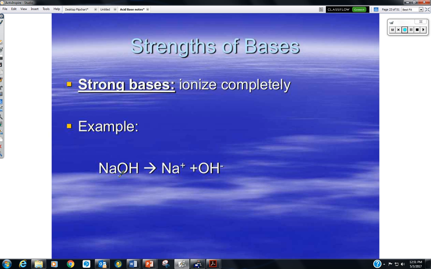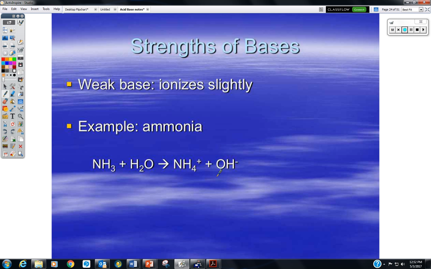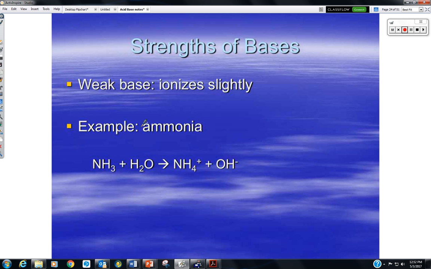Strong bases, anything that has a hydroxide in it, an OH in it, so sodium hydroxide, lithium hydroxide, potassium hydroxide, so on. We're looking for that OH, and whenever it dissolves in water to form solution, you'll get sodium ions and hydroxide ions, and the important ion for a base is hydroxide. Moving on. Weak bases only ionize slightly. The main weak base that I want you to know is ammonia, which is NH3.